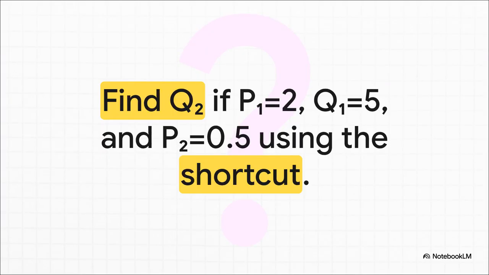Okay, I want to throw one more challenge your way, and this time I strongly urge you to use that time-saving shortcut we just learned. Try this. For an inverse square variation, if p1 is 2, and q1 is 5, and p2 is 0.5, what is q2? Think about that p1 q1 squared formula. Let's see if you can skip the constant entirely and jump straight to the solution.